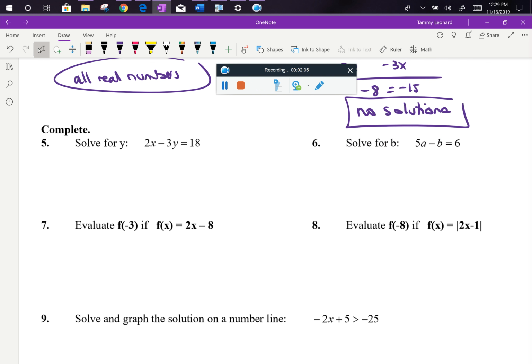Next, we're asked to solve for y. So we should subtract 2x from each side. Negative 3y is equal to 18 minus 2x. Dividing both sides by negative 3, y is equal to negative 6 plus 2/3 x.